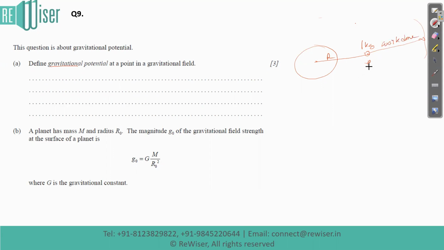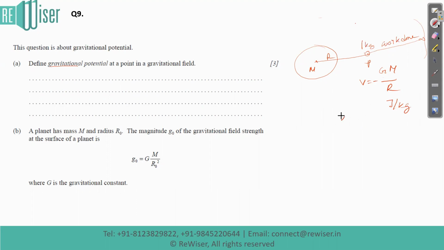The work done required to bring this 1 kg object from infinity to a point P, which is r distance away from the core of the planet, is called gravitational potential at this particular point, which is denoted by V, which is minus GM by r, where G is the gravitational constant, M is the mass of this, and r is the distance from the core. The unit is joules per kg.